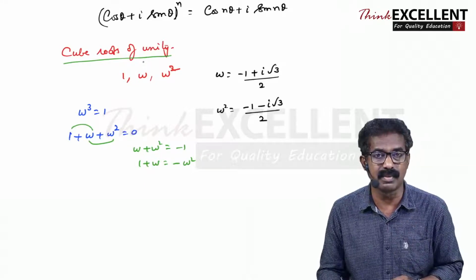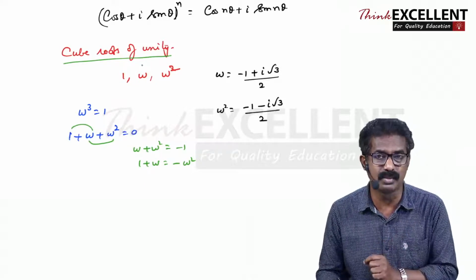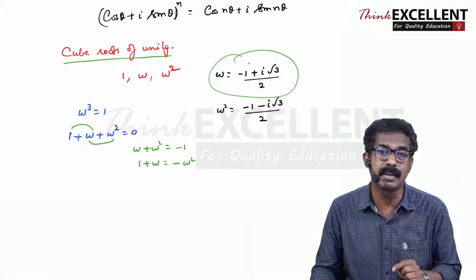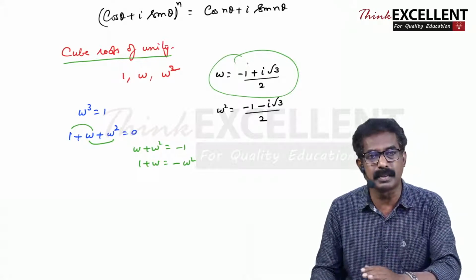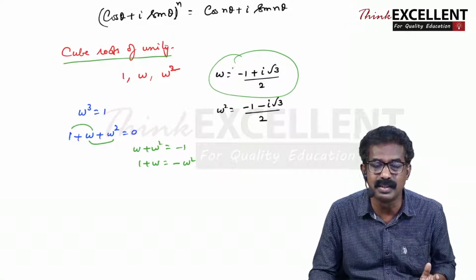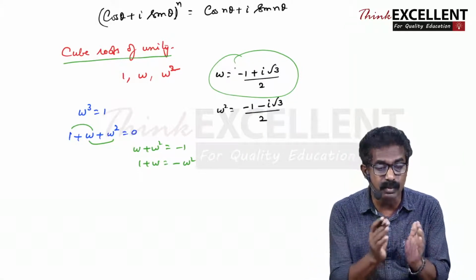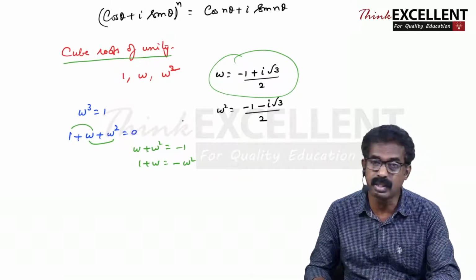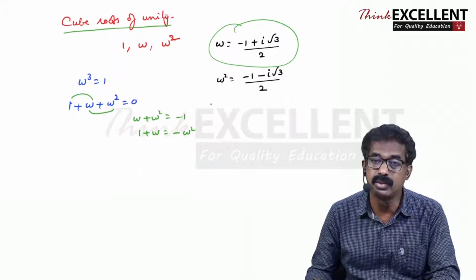Omega is not a fixed value like i equal to root of minus 1, right? Omega takes this value only when omega represents the cube root of unity. Omega may represent the fourth root of unity, or the nth root of unity. So it takes different values. When omega represents the cube root of unity, you can use all these values. With this idea, we are going to do the rest of the sums.